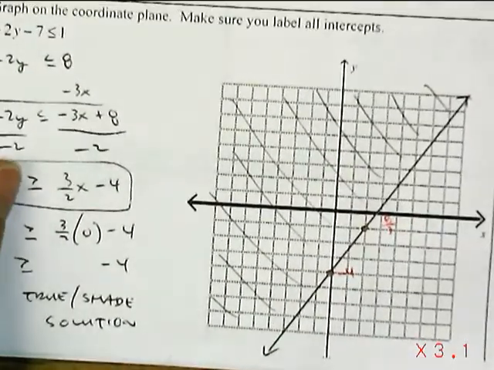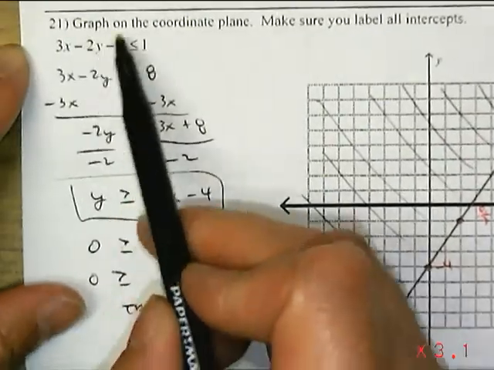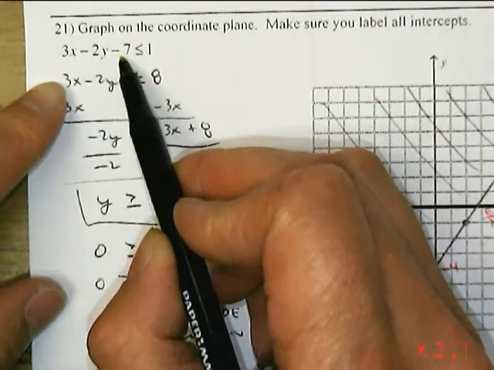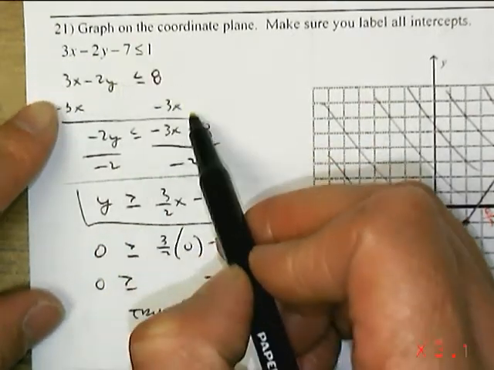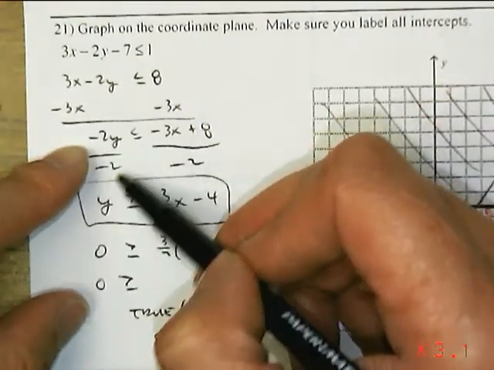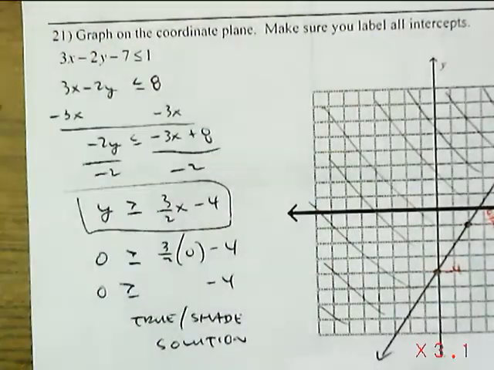Question number 21. Graph on the coordinate plane. Make sure you label all your intercepts. 3x minus 2y minus 7 less than or equal to 1. Add 7 to both sides. Put in slope-intercept form. Subtract 3x. Divide by negative 2 on the whole right side. That would be positive 3/2 x. And that would become a negative 4.